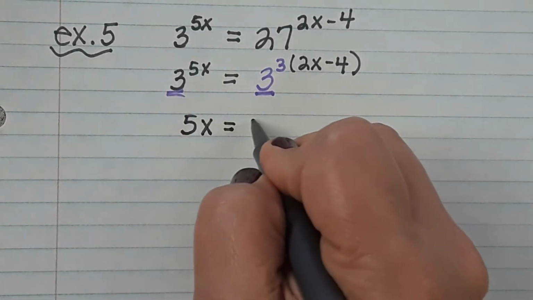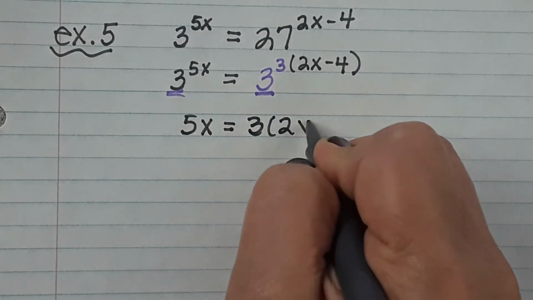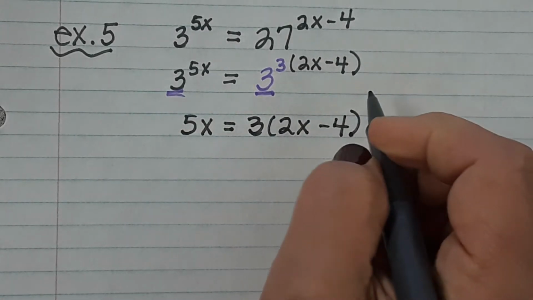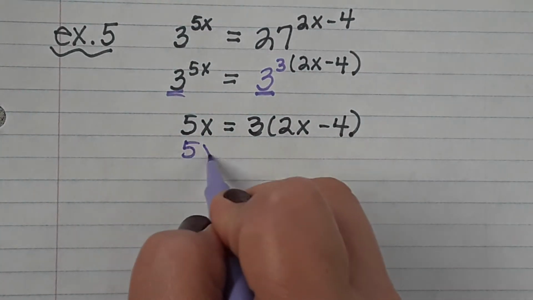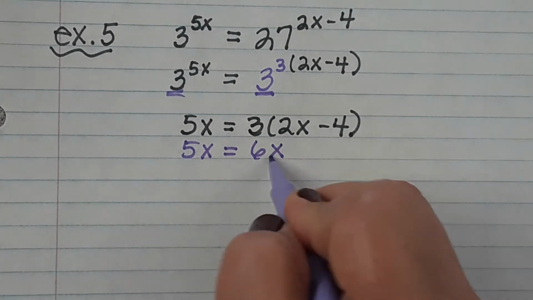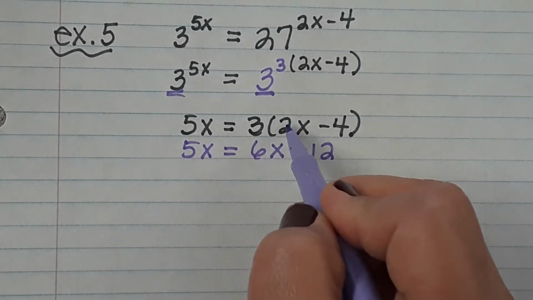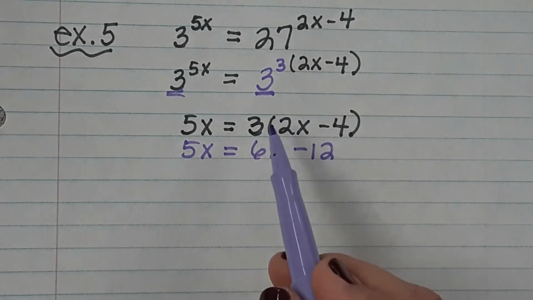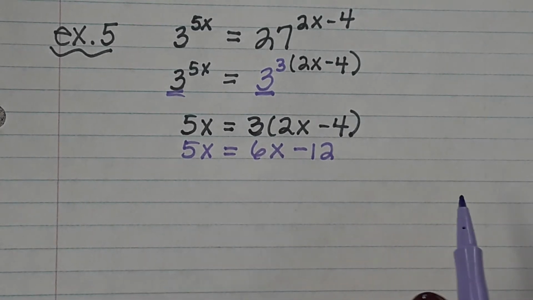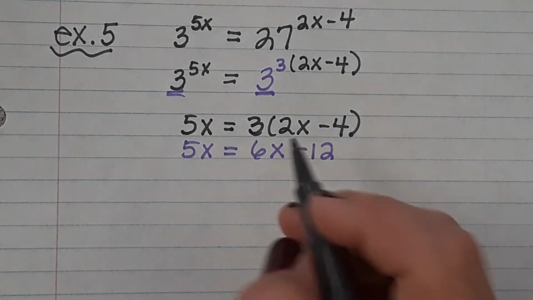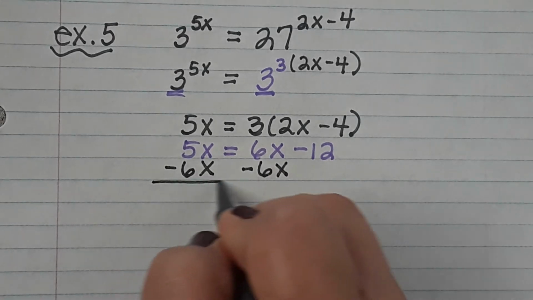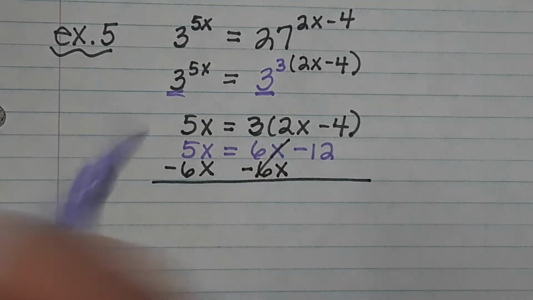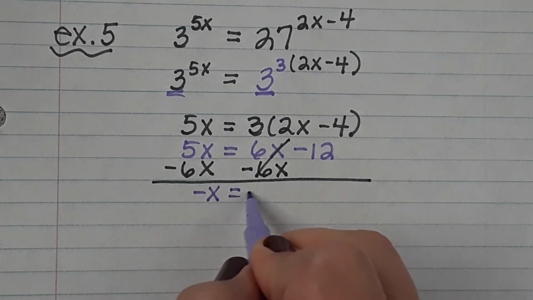5x equals 3 times 2x minus 4. 5x equals 6x minus 12. So I did 3 times 2x, that's how I got 6x. I did 3 times negative 4, that's how I got negative 12. And now what am I going to do? I'm going to subtract 6x from both sides. And I get negative x equals negative 12.